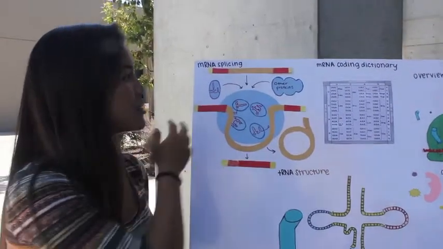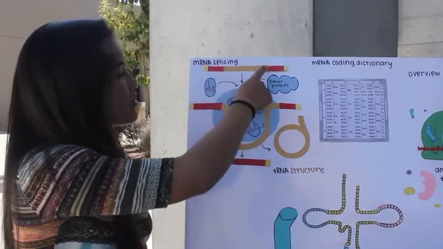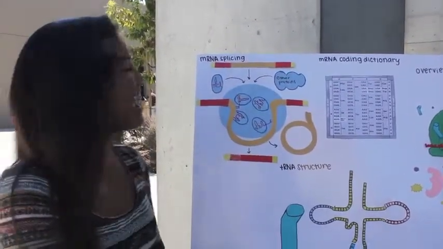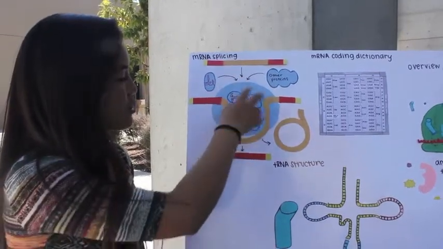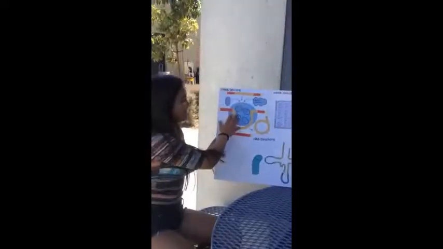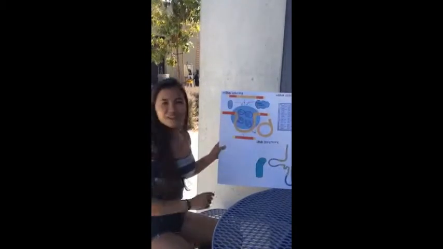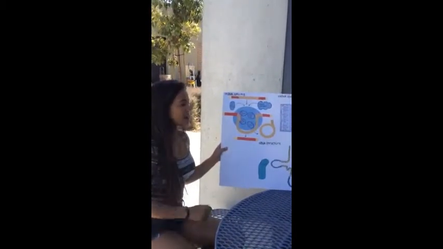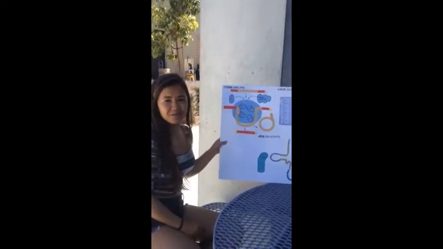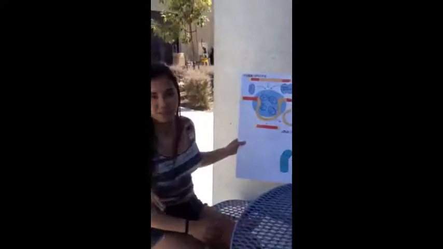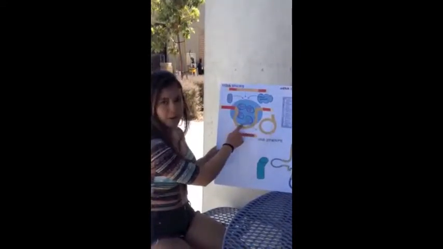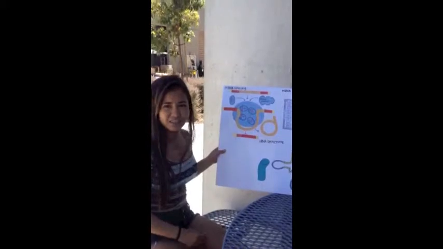mRNA splicing is a 2-step process in which the introns are removed from the pre-mRNA and the exons are joined together to form a new mature mRNA. An exon is a coding region that codes for amino acids, and an intron is a non-coding region that does not code for amino acids. The intron must be removed from the pre-mRNA before translation.